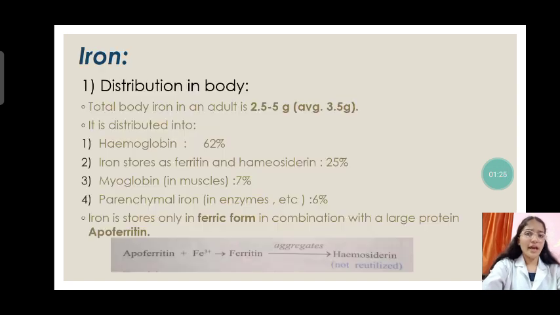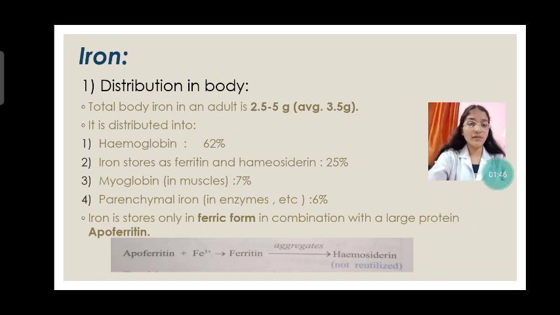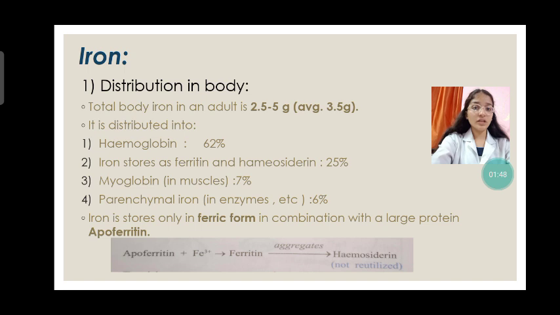Now let's look at iron. Distribution of iron in our body. Total body iron in an adult is 2.5 to 5 gram, which averages to about 3.5 gram. It is more in male, that is 50 mg per kg, than in female, that is 38 mg per kg. It is distributed into hemoglobin 62%, iron stores as ferritin and hemosiderin 25%, myoglobin 7%.